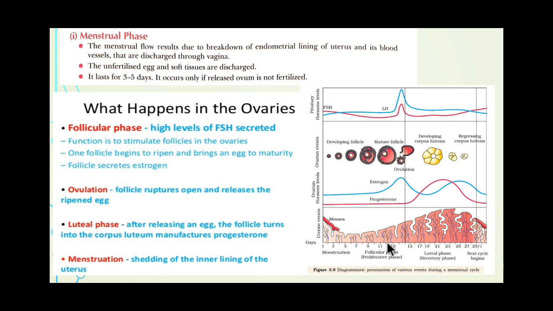Here, as the ovarian follicles begin to develop, they secrete estrogen. Here you can see the estrogen level is increasing. The estrogen level gradually increases and reaches its maximum about 3 days before ovulation. Estrogen causes thickening of the endometrium, and it becomes richly supplied with blood vessels and endometrial glands.